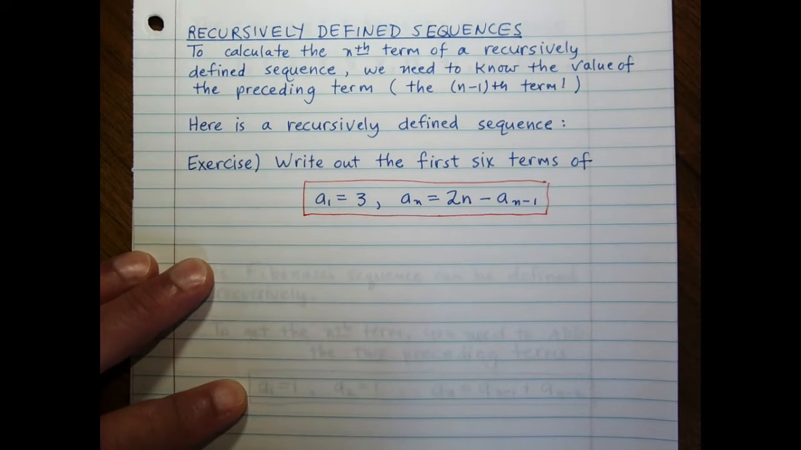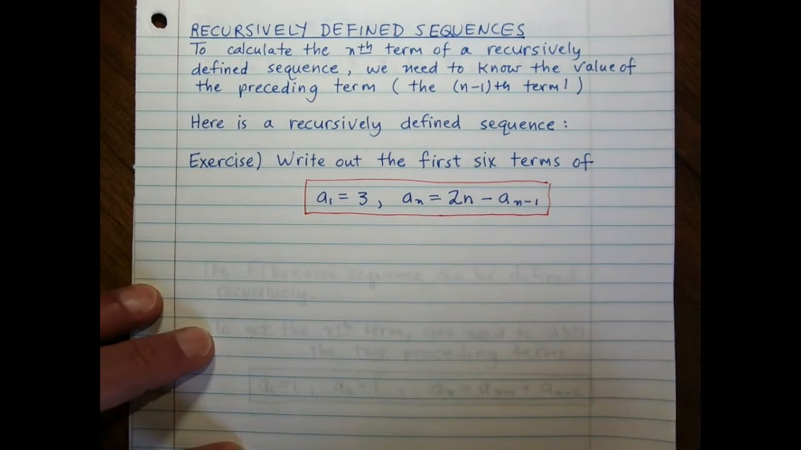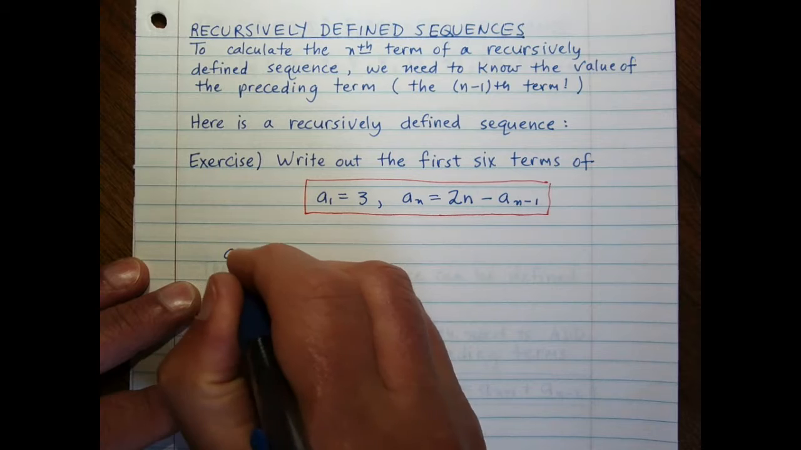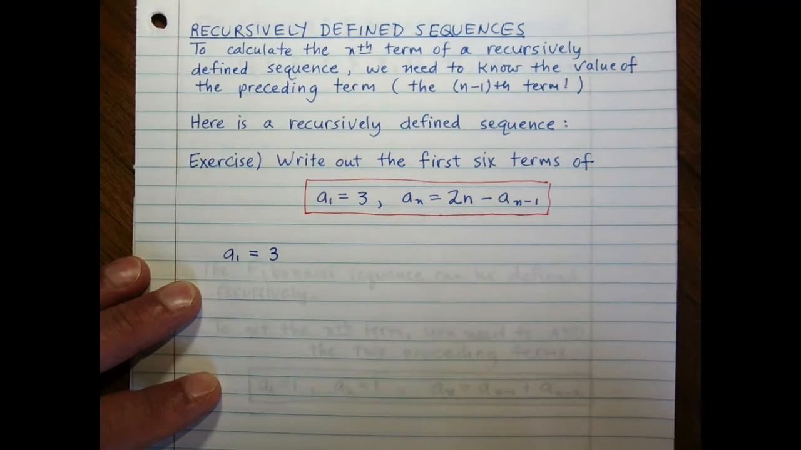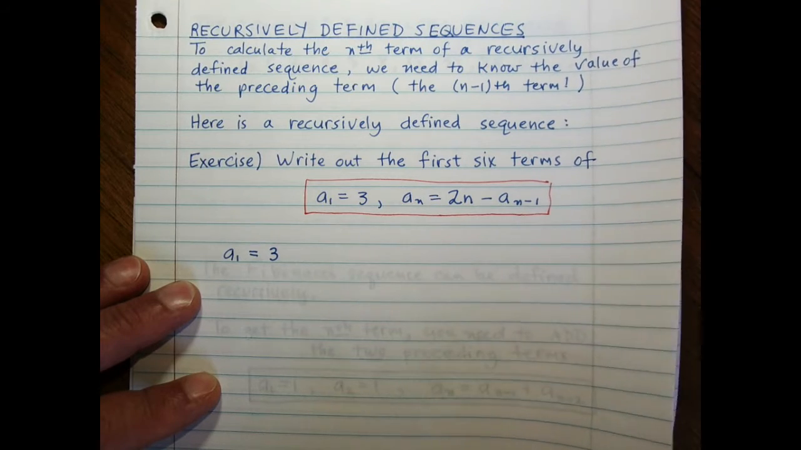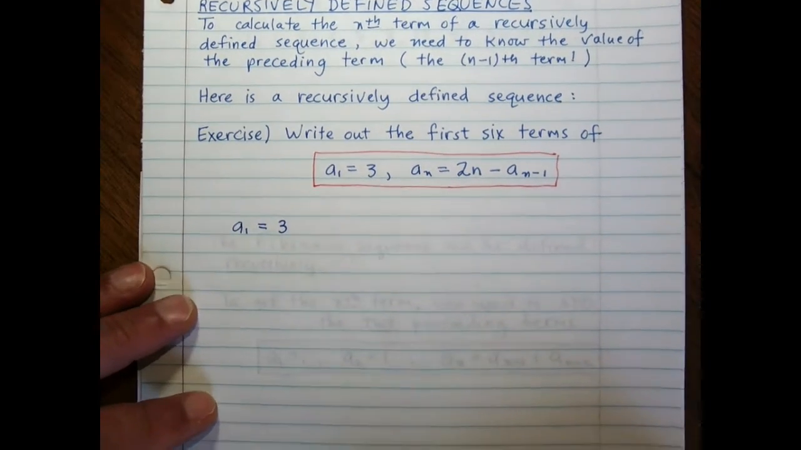Now let's see what it means to write out the first 6 terms. The first term, there's nothing to figure out. They're telling us what the first term is, and that's pretty typical with a recursive definition. We're told the first term is 3. A sub 1 is 3.